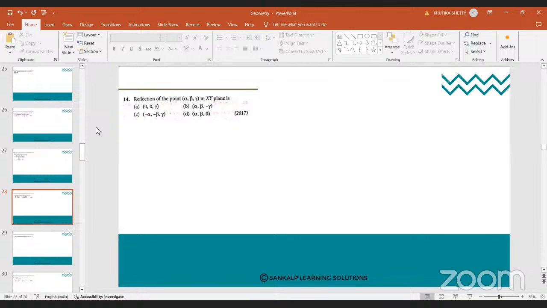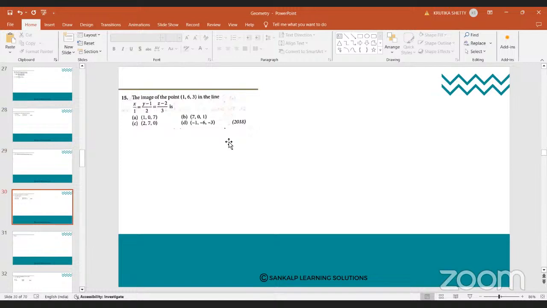See, the reflection of the point alpha, beta, gamma in the xy plane. In the xy plane, the z coordinate will be equal to 0. So if you take the reflection in the xy plane, only the z coordinate will change. Here it is gamma; when you take the reflection in the xy plane, it will become minus gamma. So option B will be the right answer.